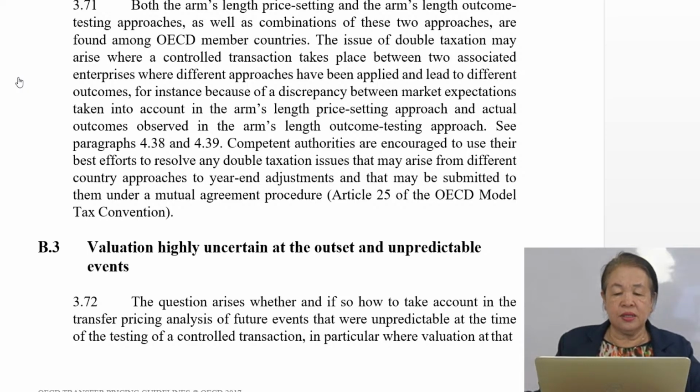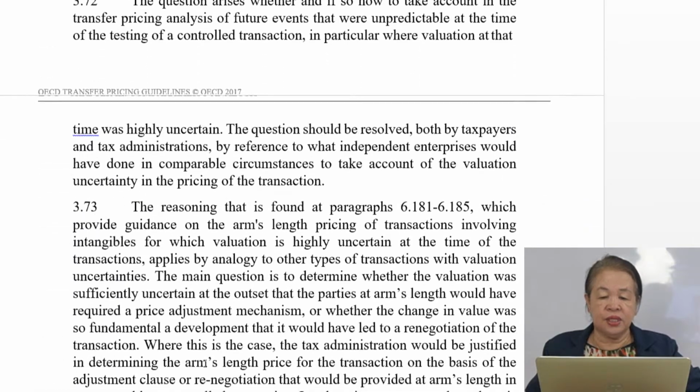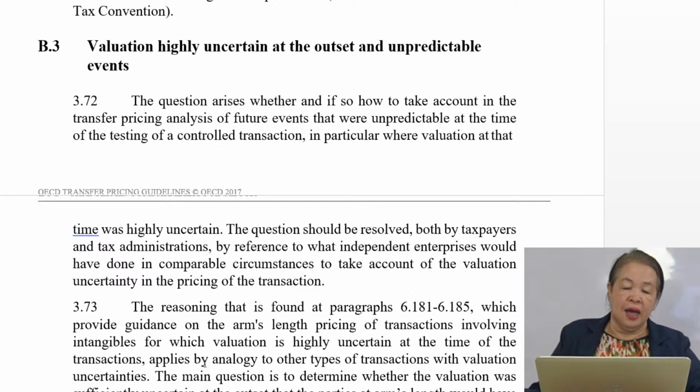The reasoning that is found at paragraphs 6.181 to 6.185, which provide guidance on the arm's length pricing of transactions involving intangibles for which valuation is highly uncertain at the time of the transactions, so highly uncertain at the time of the transactions, not yet known, applies by analogy to other types of transactions with valuation uncertainties. What are these valuation uncertainties? Mostly, these are the intangibles.